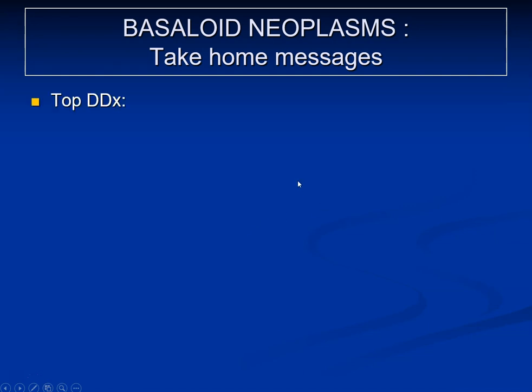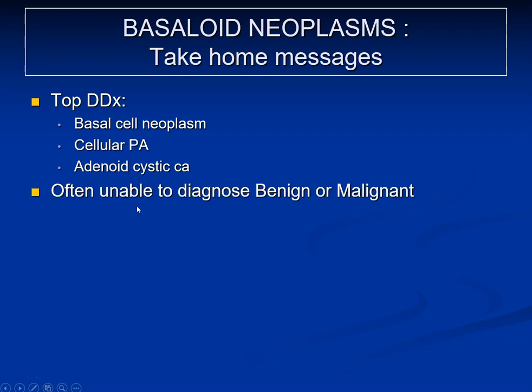So take-home messages for basaloid neoplasms. The main most common differential diagnosis would include basal cell neoplasms, which are either malignant or benign: basal cell adenocarcinoma, basal cell adenoma, cellular PA, adenoid cystic carcinoma. These would be the top three. We are often unable to distinguish between benign or malignant basaloid neoplasms because of the requirement of examining the capsule, so they often fall into the SUMP category.